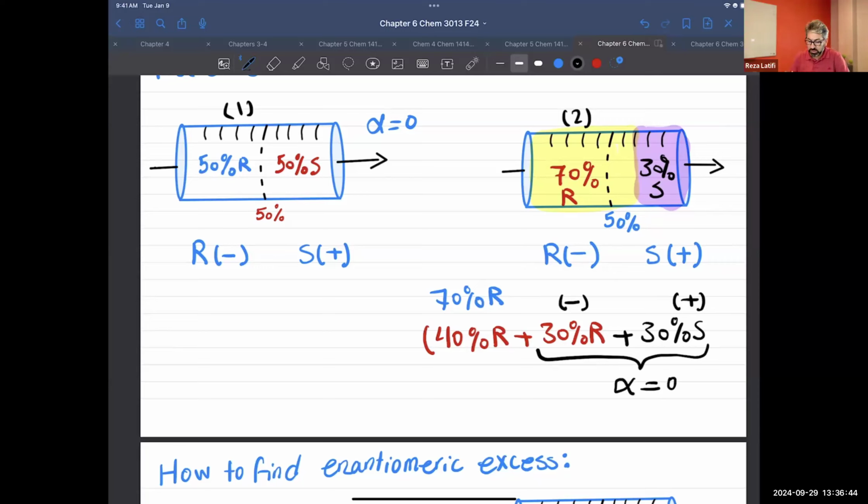When you see a rotation, the rotation is going to be because of this. You have 40%, and that's going to give you a rotation anything other than 0. The observed alpha is going to be because of the 40%.